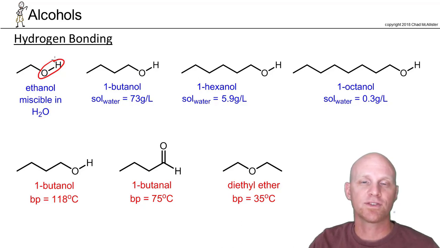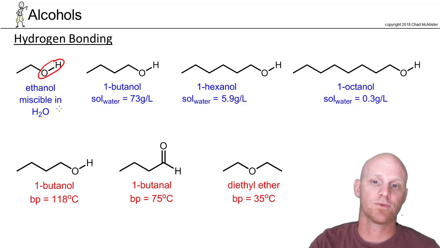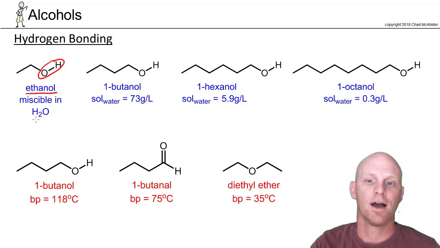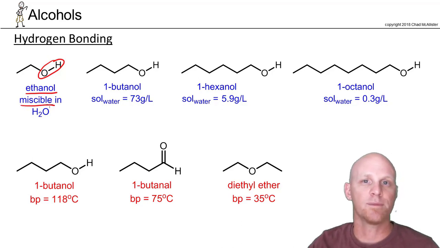Now, if we look at solubility in water, water has hydrogen bonding, is very polar, and so your small alcohols tend to be very soluble in water. So if we look at ethanol here, a 2-carbon alcohol, it is completely miscible in water. And that means you can mix it with water in any proportion.